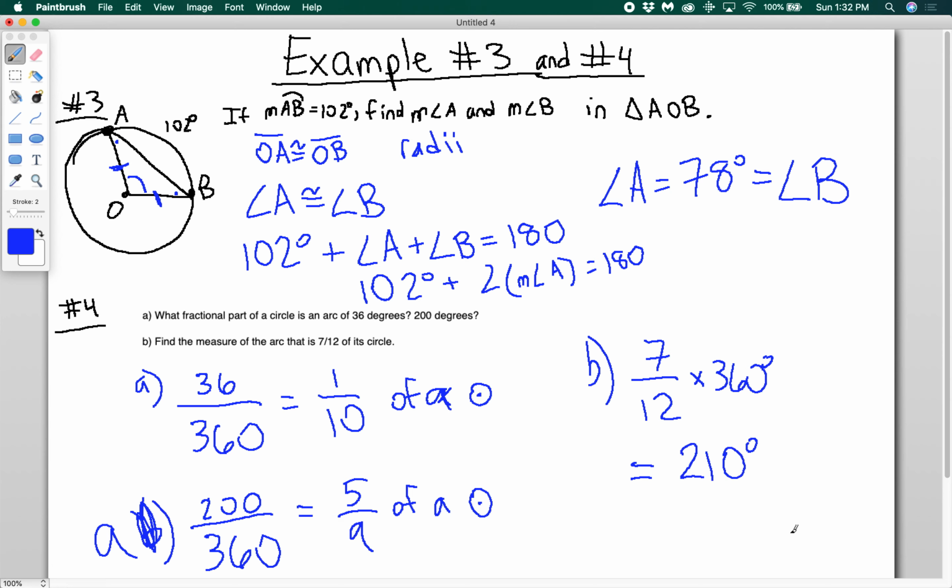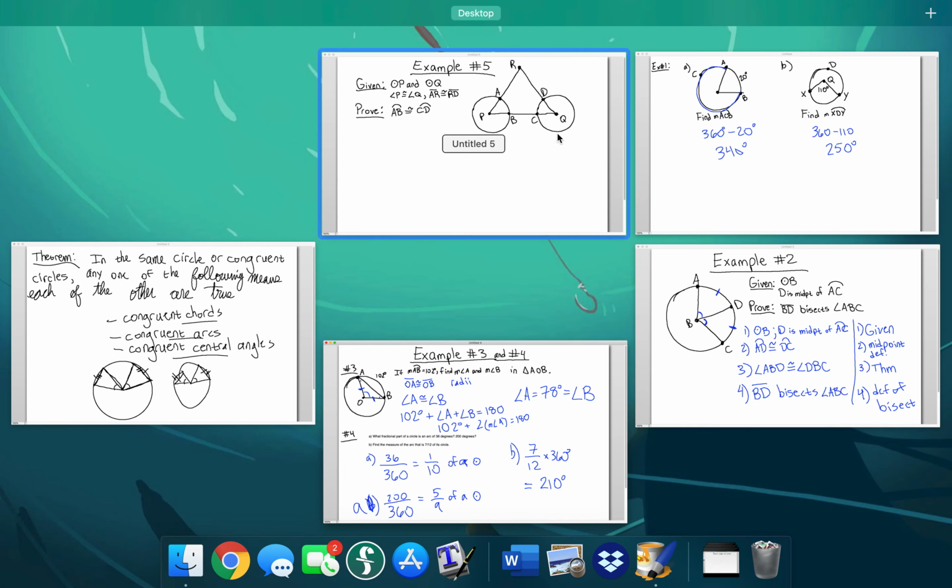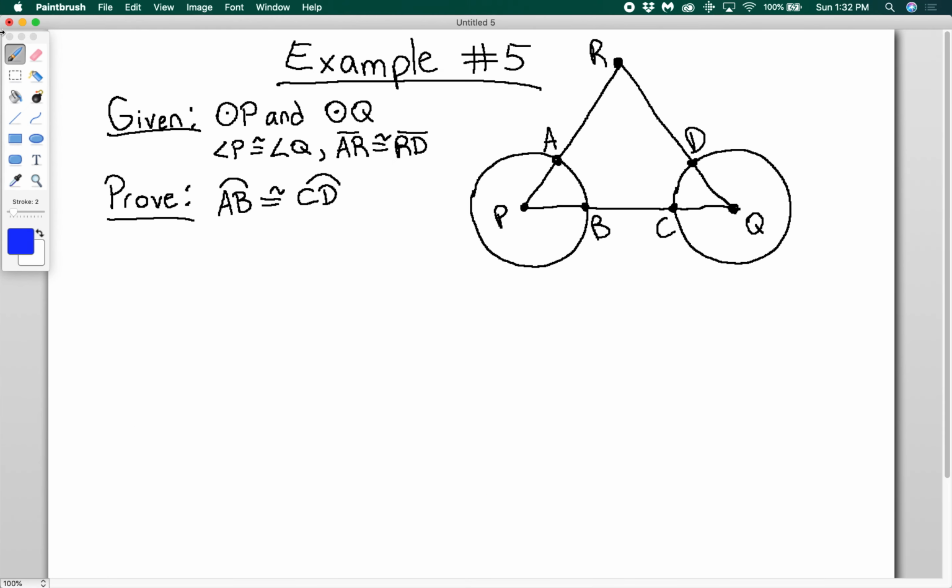Okay. We're going to do one more, a 2-column proof, example 5 over here. So here's our setup. You can see this is a little complicated. We have circle P and circle Q, centered at P and Q. I know angle P is congruent to angle Q. So I'm going to say this is congruent to that. And I know that line segment AR is congruent to line segment RD. So this is the same as this.